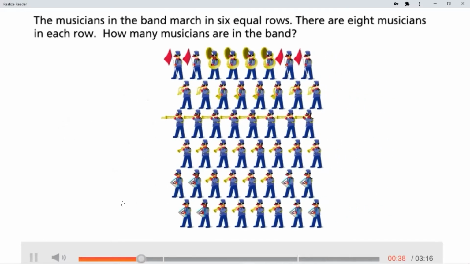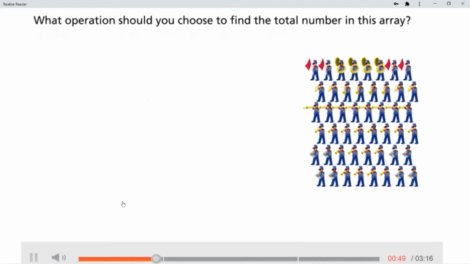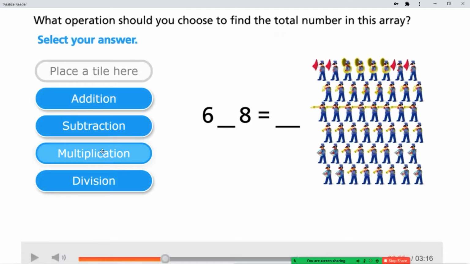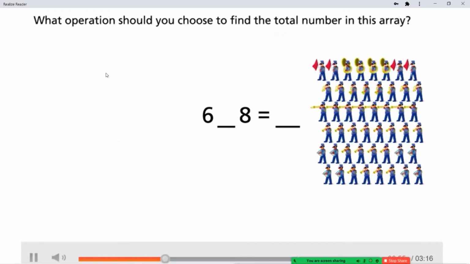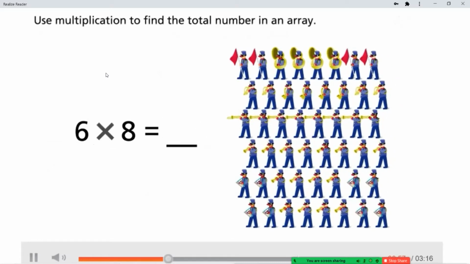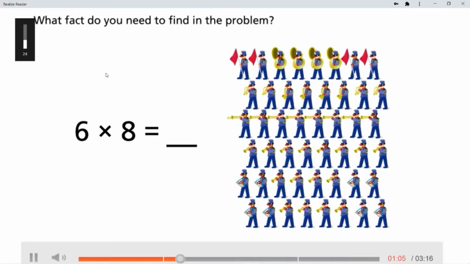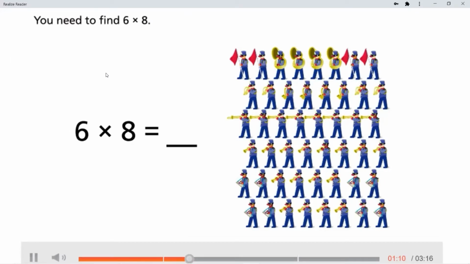The musicians in the band march in 6 equal rows. There are 8 musicians in each row. How many musicians are in the band? What operation should you choose to find the total number in this array? Select your answer. Use multiplication to find the total number in an array. What fact do you need to find in the problem? You need to find 6 times 8.